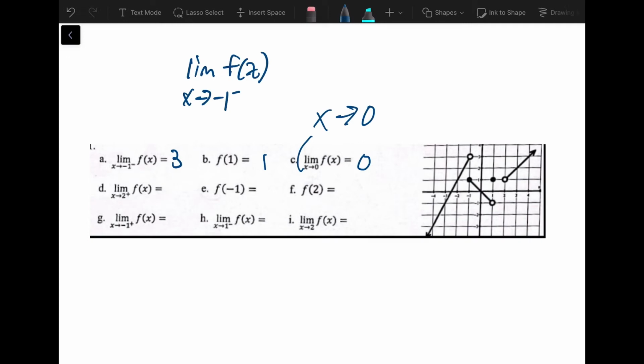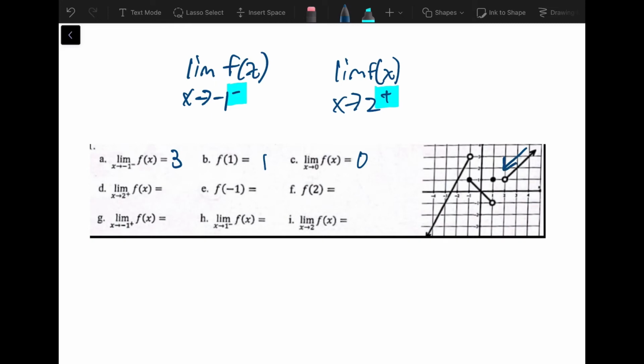Question D. What is the limit of f of x as x approaches 2? But there's a weird little plus sign, right? Okay. So let's look at this. Oh, I'm sorry. This is 0. Limit of f of x as x approaches 2, a little plus up here. So we want to focus on this plus right here, right? Okay. So this means that it's coming in from the right. Whereas on this side, the negative meant that it was coming in from the left.